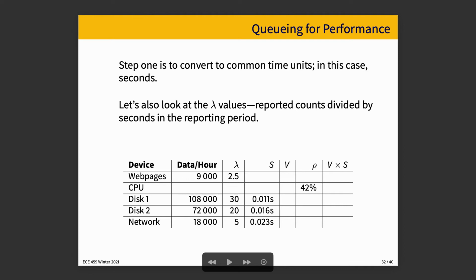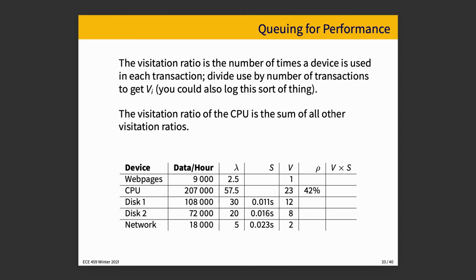Everything is thus far making sense. The visitation ratio is the number of times a device is used in each transaction. So divide use by the number of transactions. You could also log the visitation ratio if you wanted. There's no reason why you have to do this, but if you're calculating it, then let's do that.